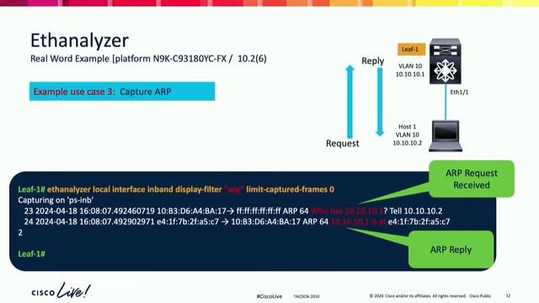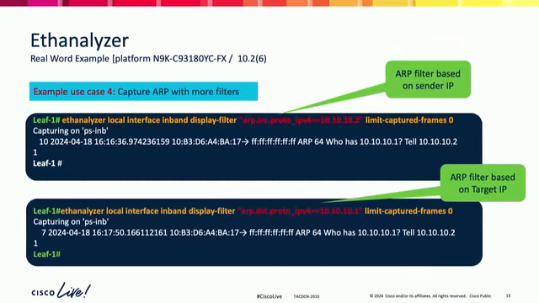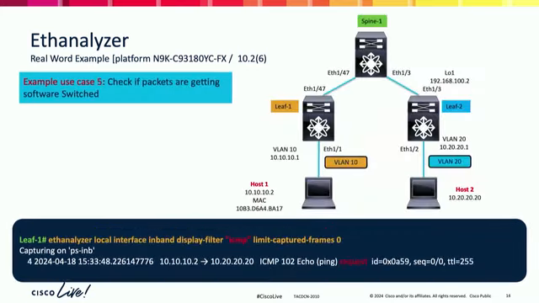For that purpose, we have some more interesting filters like arp.src.proto, which captures the ARP based on source IP address, or arp.dst.proto, which captures the ARP based on the target IP address. With this, you're only going to see what you want to see. Moving on to our next example use case.